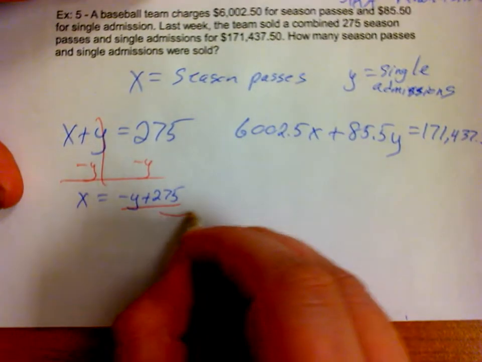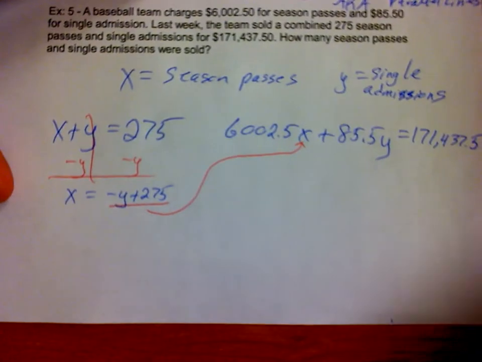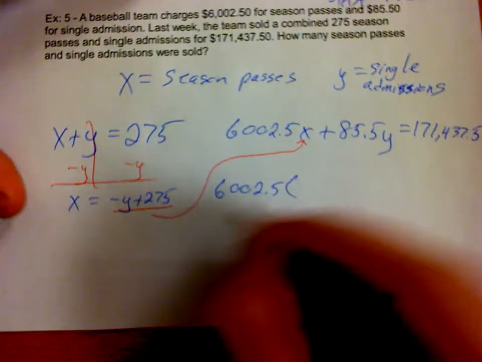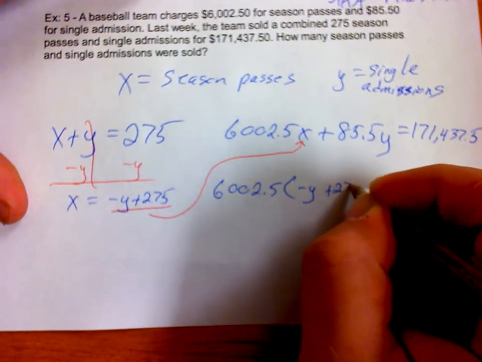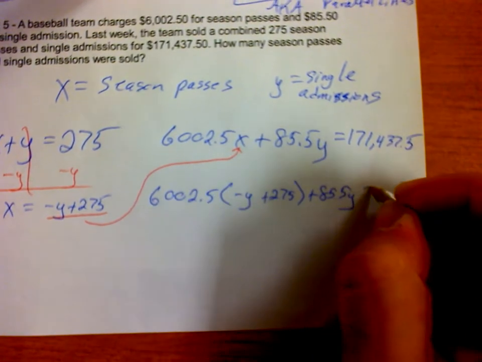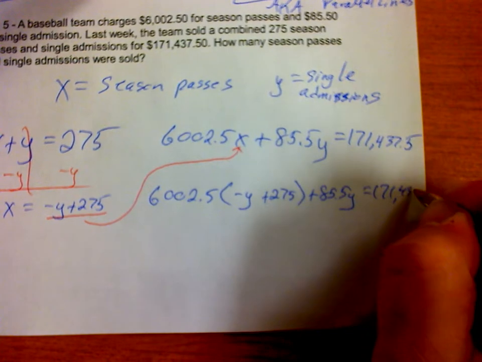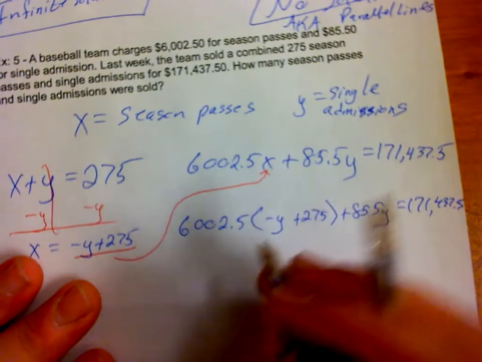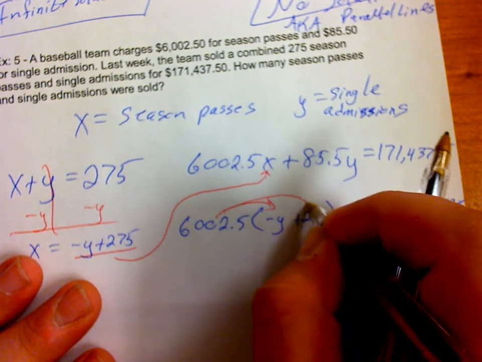We have to take what x equals and plug it into our x up here. So that means we're going to end up with 6,002.5 times our x value, which is negative y plus 275, and then the rest of our equation, plus 85.5y is equal to 171,437.5. Almost ran a little low on the right there. Okay, all right, now what we need to do is go ahead and distribute our number on the outside set of parentheses here. So we're going to go ahead and distribute that.